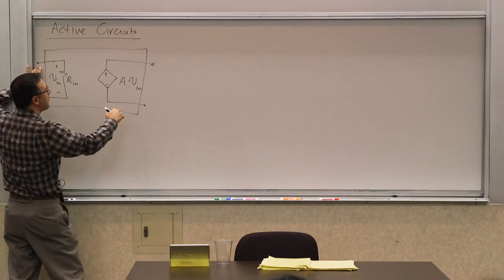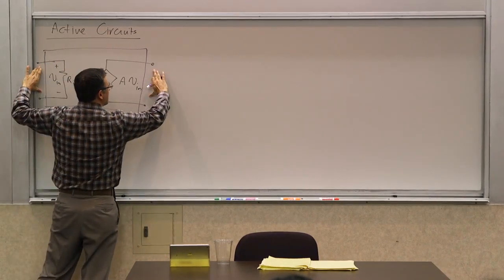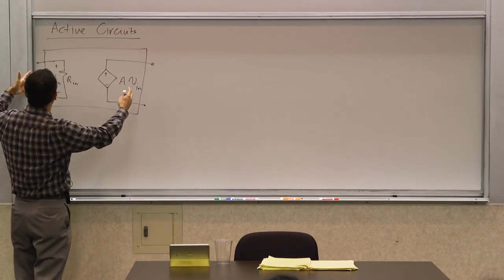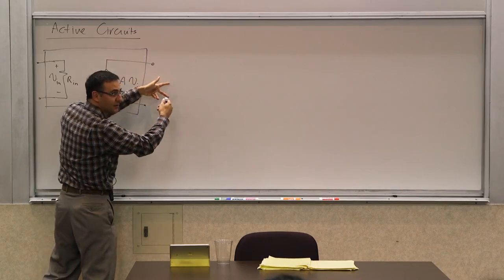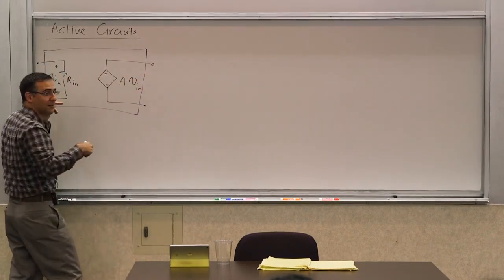So this is one port where signal can be provided, and this is another port, right? In general, a two-port will have signal flow from any direction to any direction. So if you have signal here, you will have something there. If you have signal here, it will end up here.